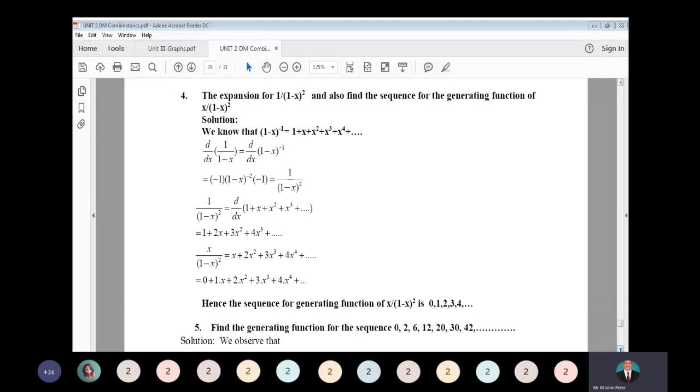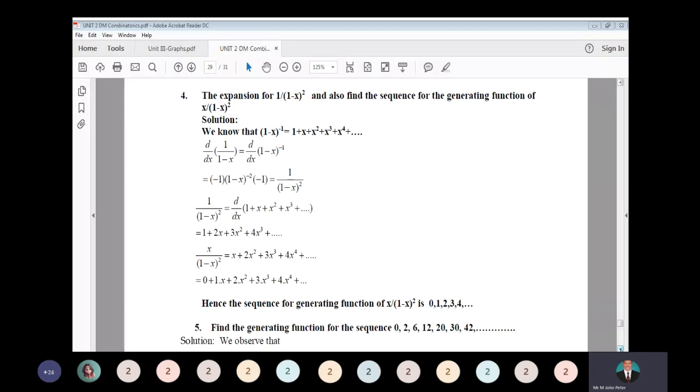Find the expansion for 1 divided by (1 minus x) square, and also find the generating function of the sequence x divided by (1 minus x) square. We know the binomial series: (1 minus x) power minus 1 is equal to 1 plus x plus x square plus x cube plus x power 4 and so on. Differentiating 1 divided by (1 minus x), we get minus 1 into (1 minus x) power minus 2 into minus 1, that is 1 divided by (1 minus x) square. Similarly, differentiate the series 1 plus x plus x square plus x cube.